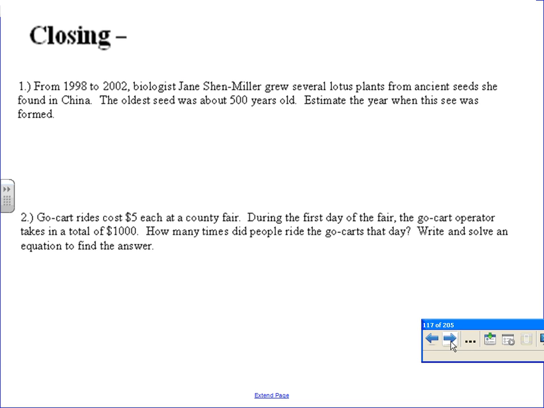Okay, let's do just number 2 of the closing. Does anyone feel like reading that for us? Annalise? Well, we're skipping this lesson, going to the next one. Number 2. That's too easy. Okay. Good job. Okay. First thing we need is an equation.